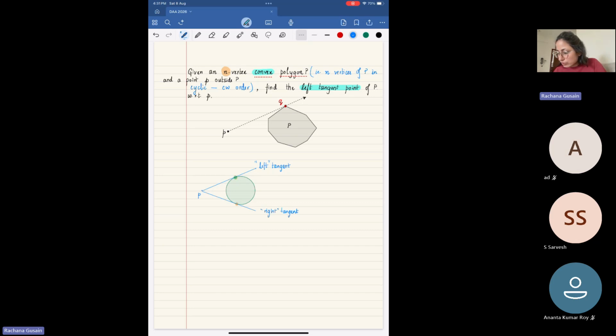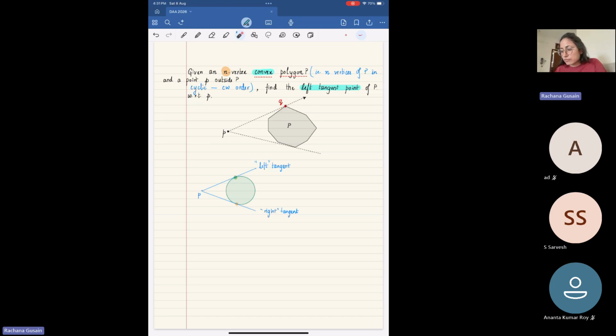So if I draw the other tangent line to this polygon... But according to that circle diagram, I think Q is the only point which lies on the left tangent. Yes, ma'am. So Q is the left tangent point. So is Q the answer, or do we have to find something else? No, Q is the answer.